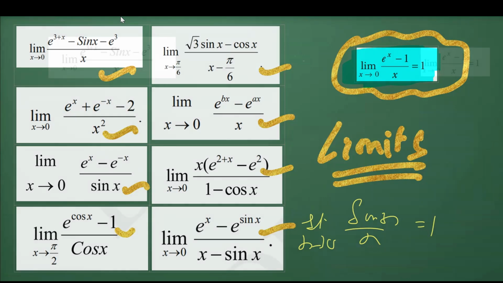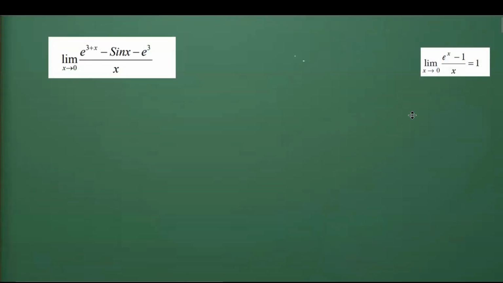So let's begin with the first question. In this question, we have to evaluate this function for limit x tending to 0. And for doing so, we are going to apply this standard limit, that is e raised to the power x minus 1 over x. I can see we have a sin x also. That means there will be one more standard limit that will be used: sin x over x is equal to 1 for limit x tends to 0.